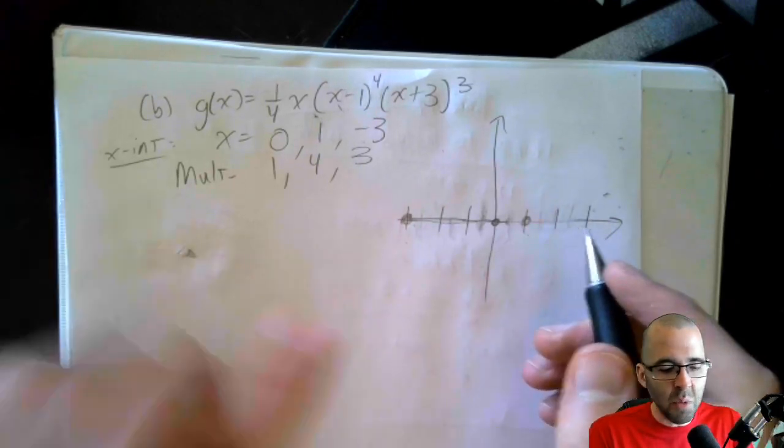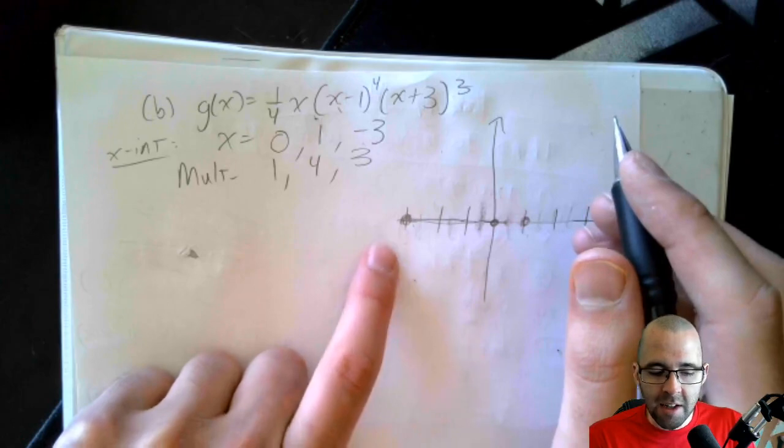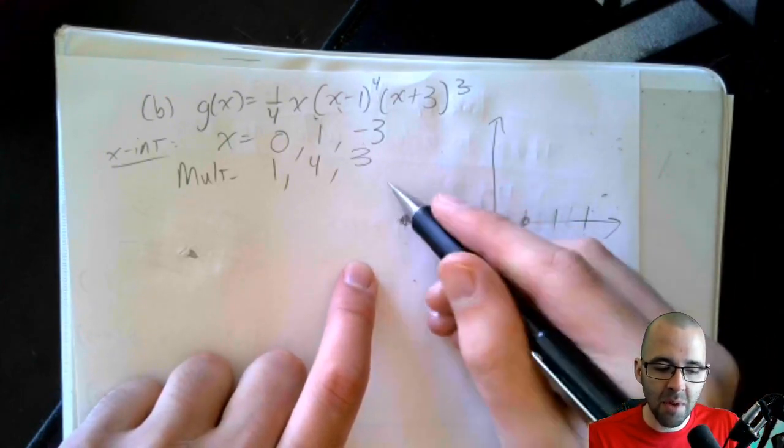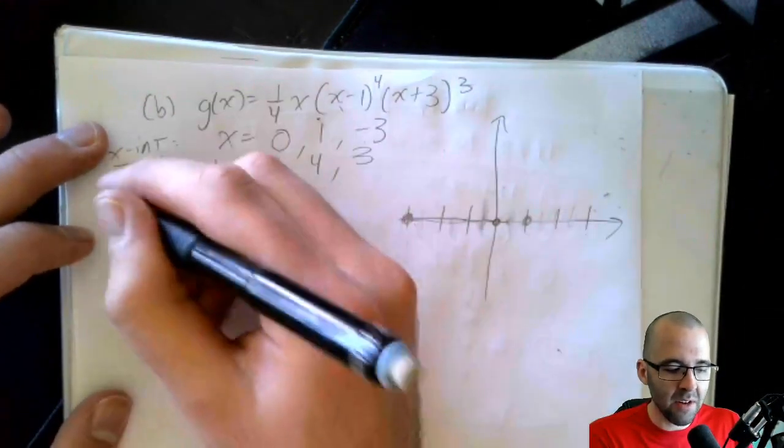Good. Multiplicity. We can't talk about multiplicity yet until we know the end behavior, because we don't know whether this line goes like this, up, or like this, down. So let's talk about end behavior.